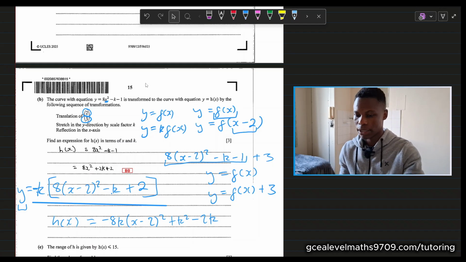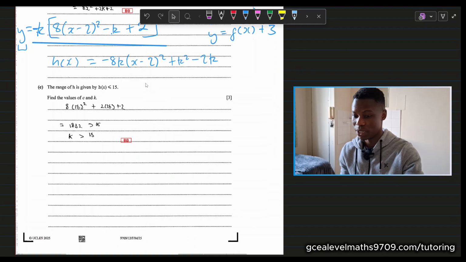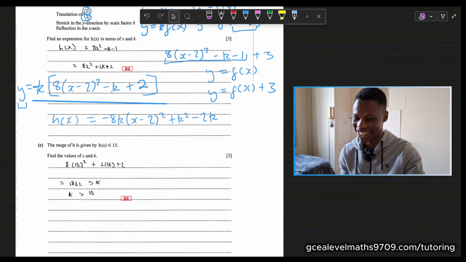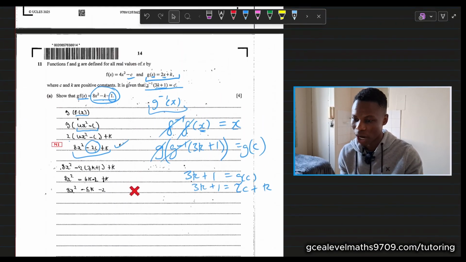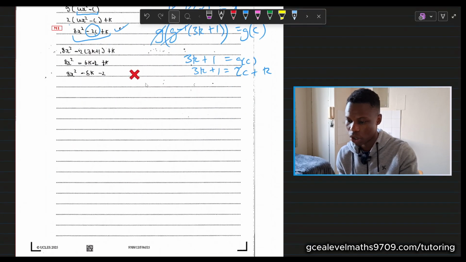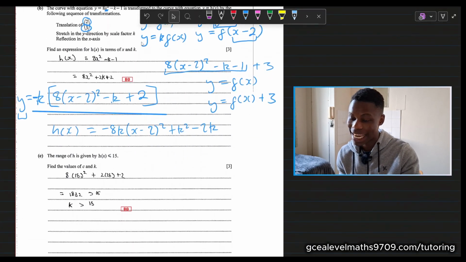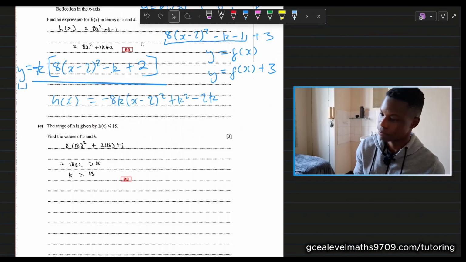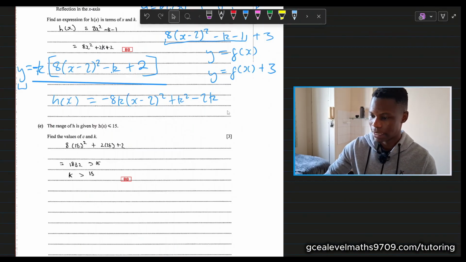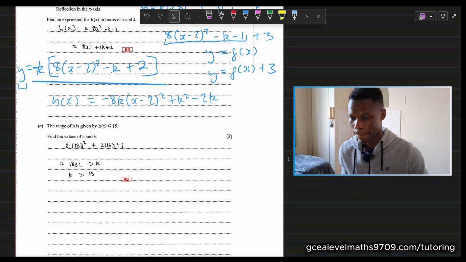Okay, and then part C, yeah, you really struggled with functions because you got how many marks? 1 mark out of a total of 10 marks for functions. So yeah, it's not easy.